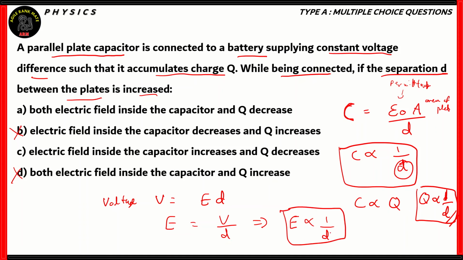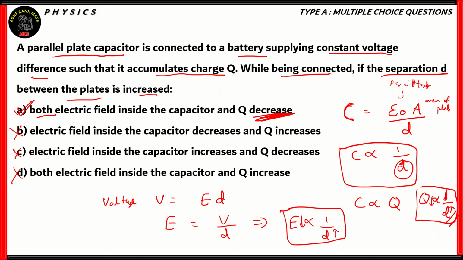So therefore, if the separation space increases, then the electric field decreases. So it will be similar to the case with charge. As you can see, the electric field has to decrease as well, which means option C is incorrect. The correct option is option A. Both electric field inside the capacitor and Q decrease.